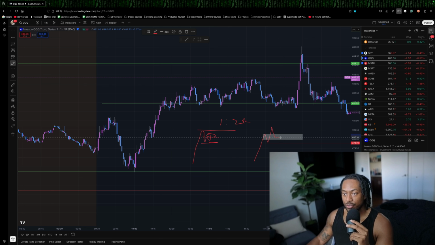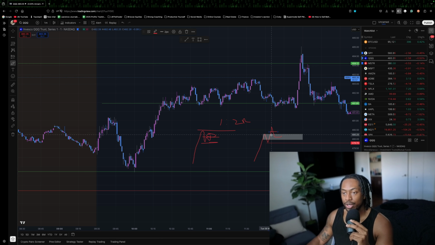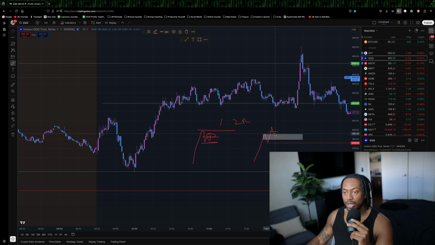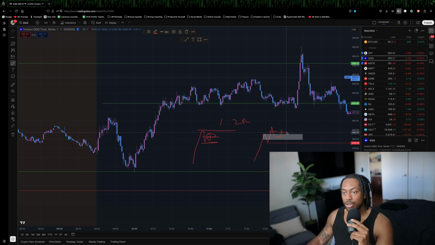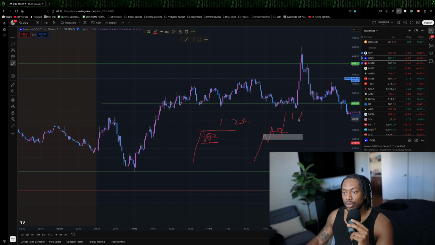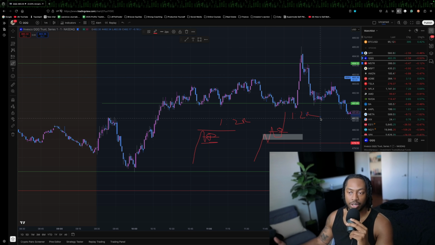So we need a reaction right here. And then I need to find a neckline on this nice little swing high. Once we get above that neckline with either volume or a strong close, I'm going to enter, and we're doing a 1 to 2R, or previous day high or low, depending on what direction we're going in, whatever the market grants me.